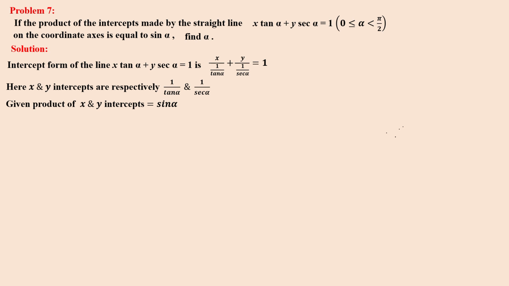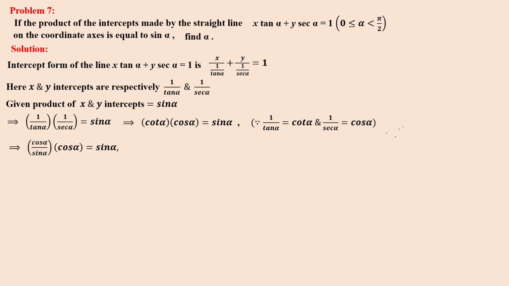So product means 1 by tan alpha into 1 by secant alpha equal to sin alpha. 1 by tan alpha is nothing but cot alpha, trigonometric formula. 1 by secant alpha is nothing but cos alpha. So cot alpha into cos alpha is equal to sin alpha. We know cot alpha is equal to cos by sin. So cos alpha by sin alpha into cos alpha equal to sin alpha. Therefore cos square alpha by sin alpha equals sin alpha, that means cos square alpha, cross multiplying, sin alpha into sin alpha, sin square alpha.